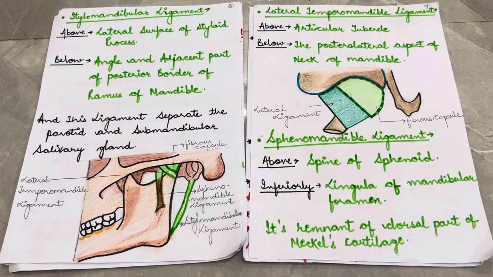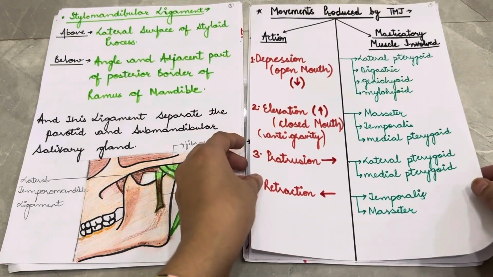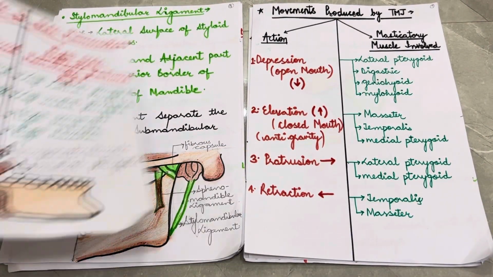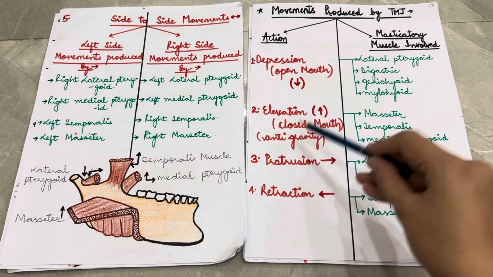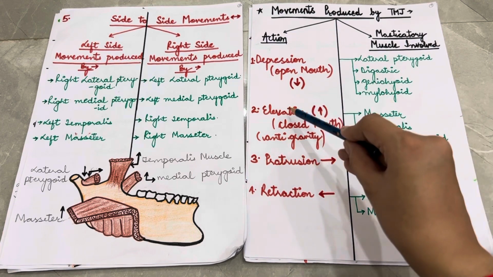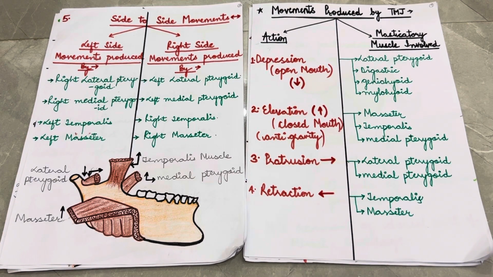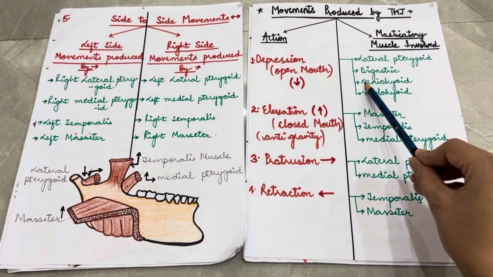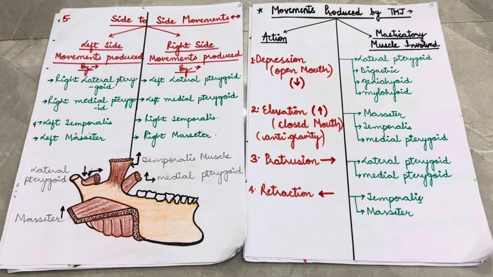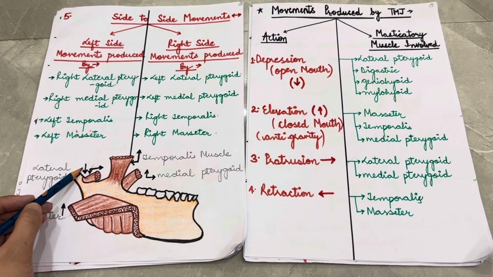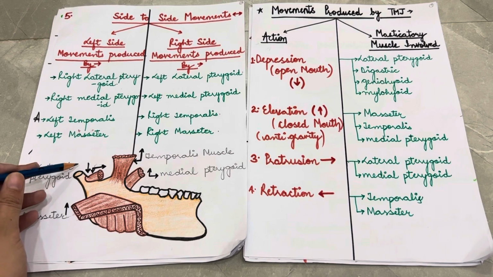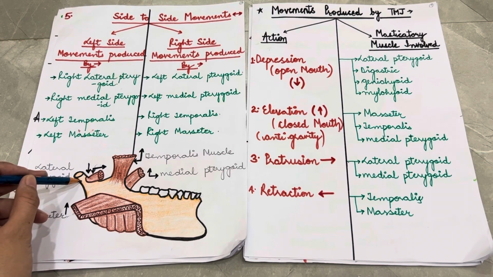Next we'll study the movements mainly produced by the TMJ. This is the important thing. These are the actions and these are the muscles involved in producing those movements. First, depression, which means opening of the mouth. The muscles involved are the lateral pterygoid, digastric, geniohyoid and mylohyoid. If you can see over here, this is the lateral pterygoid muscle. The arrow shows that these muscles are involved in depression and opening of the mandible.